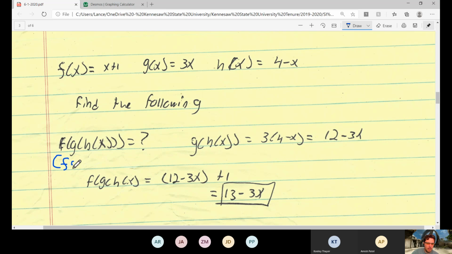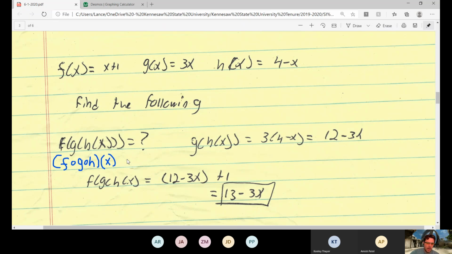f(g(h(x))). Those are the same, they mean the same exact thing. I don't know if some of y'all got confused about that last time, but that's pretty much what they mean.